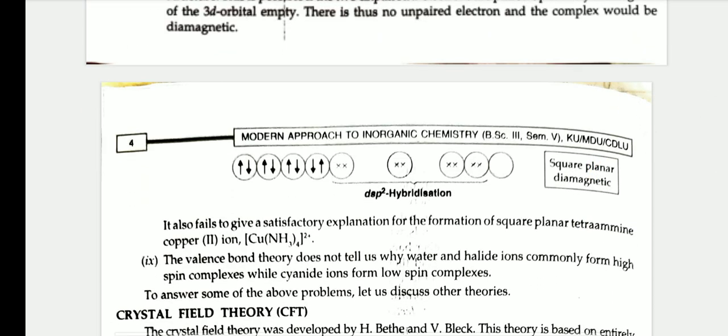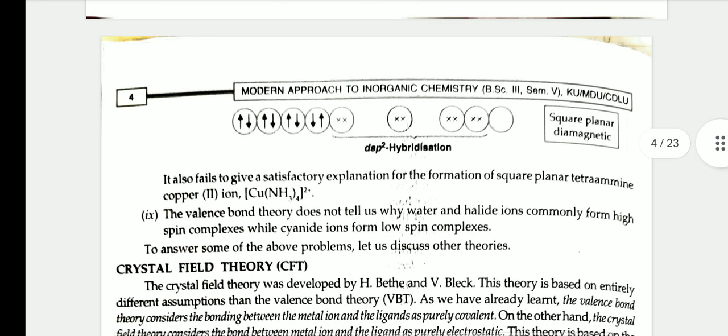It also fails to give a satisfactory explanation for the formation of the square planar tetraamminecopper(II) ion. The valence bond theory does not tell us why water and halide ions commonly form high spin complexes while cyanide ions form low spin complexes. To answer some of the above problems, let us discuss other theories.